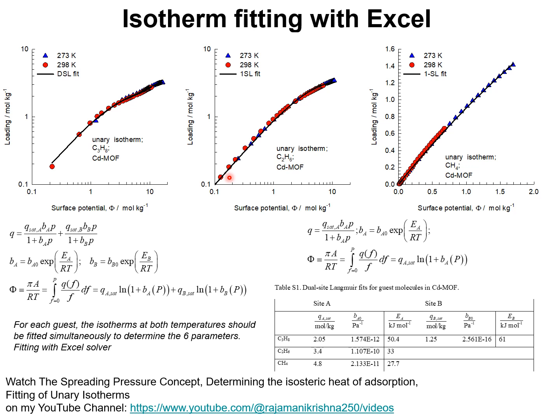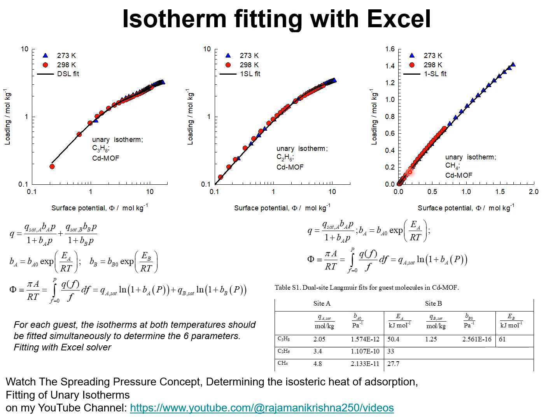When plotting the data and fitting using the Excel solver, I always plot the loading against the surface potential that is a proxy for the spreading pressure. A is the surface area per kilogram of adsorbent, R is the gas constant, T is the temperature. At any given temperature, the surface potential is simply given by this analytic formula. And the goodness of the fit is obvious because the data at two different temperatures collapse into a single curve.